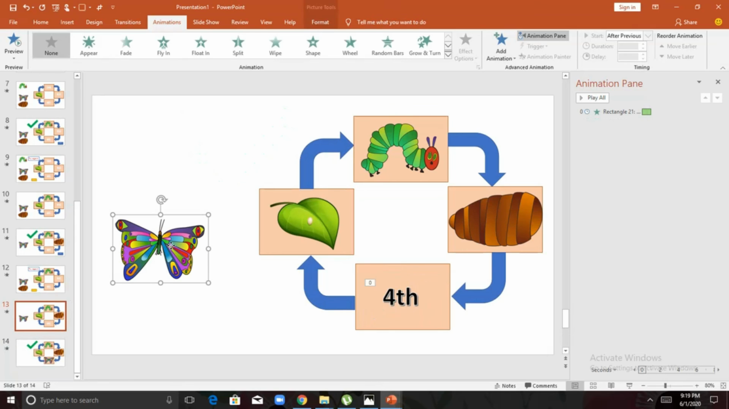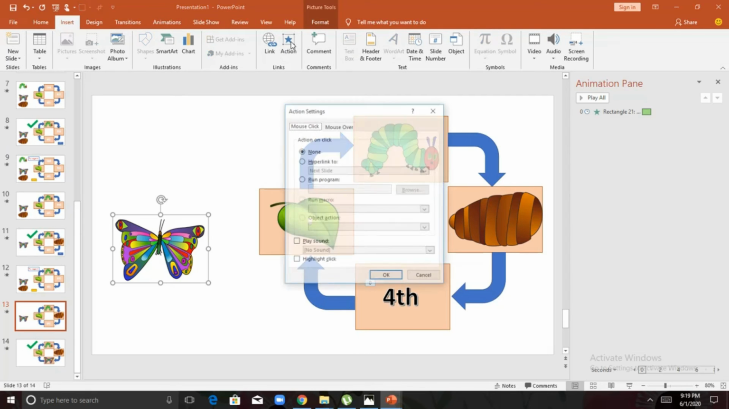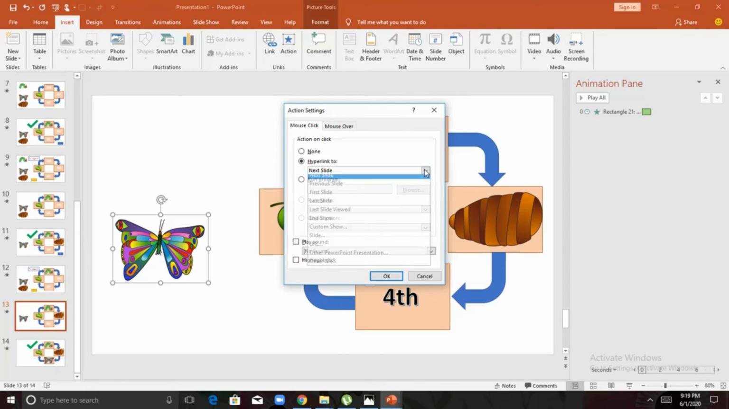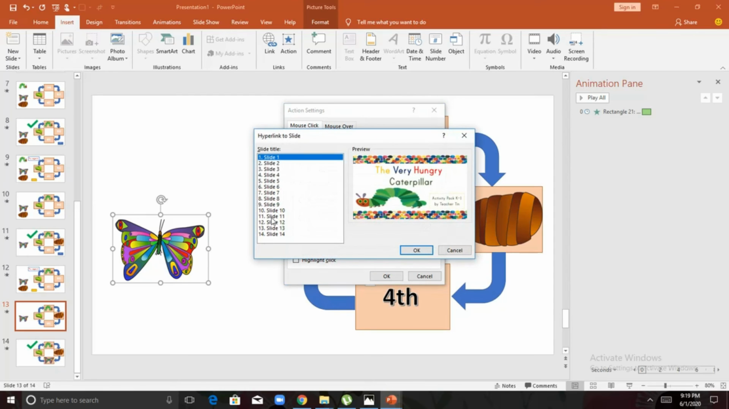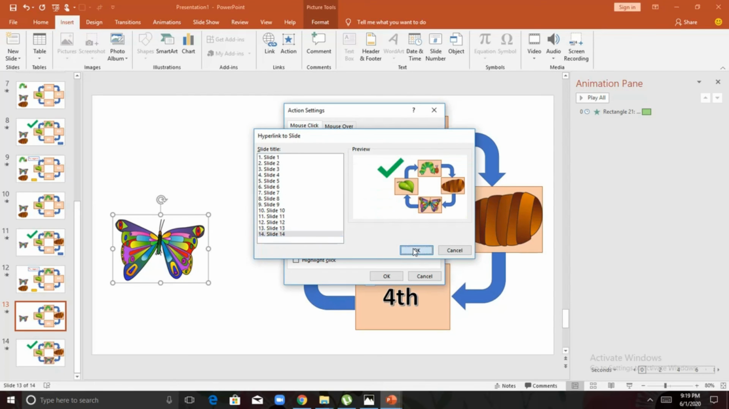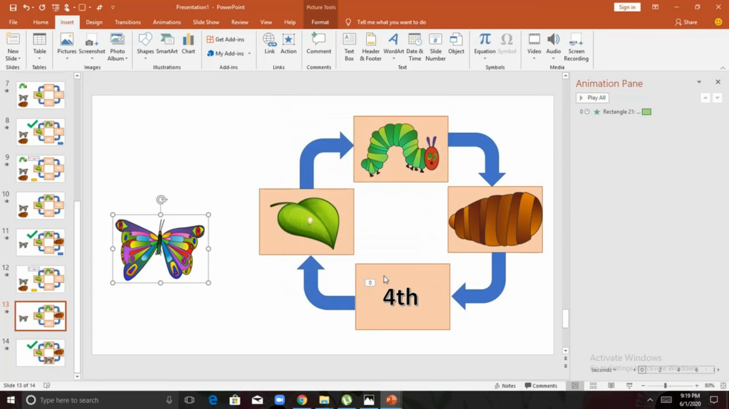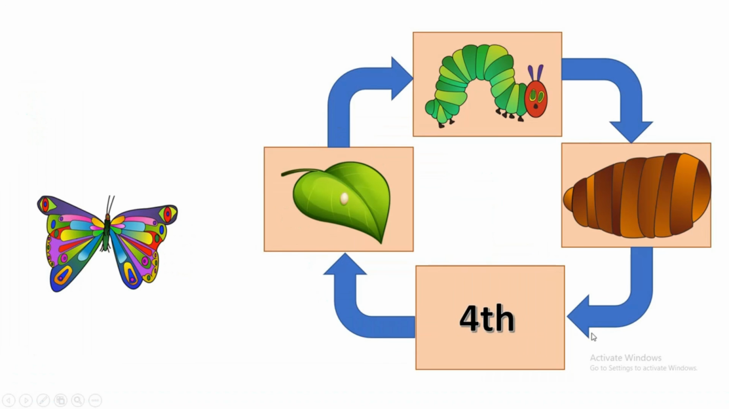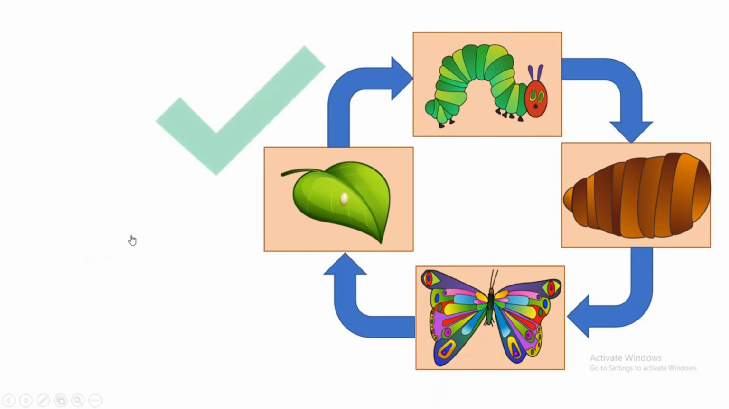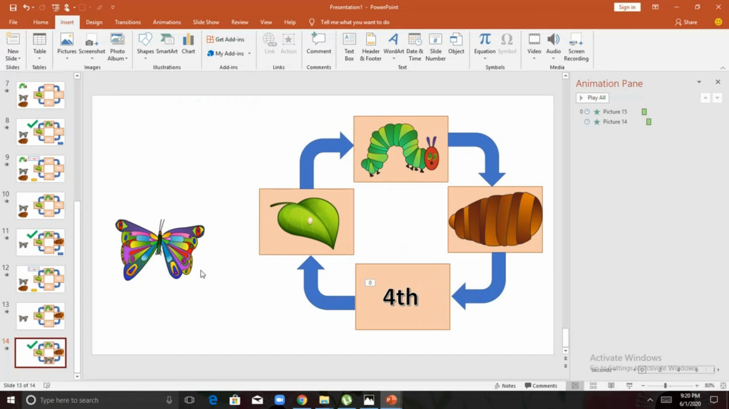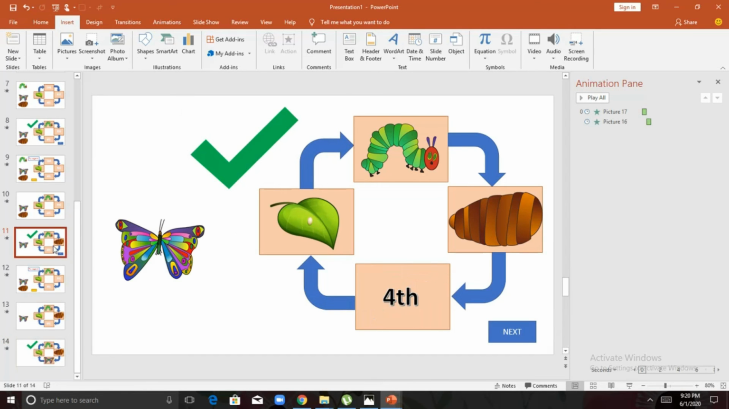So, since this is the right answer, wala naman ng try again, no? Kasi isa na lang siya. So, let's just connect it to slide 14. Slide 14. Don't be tempted to use next slide because nagkakandaloko-loko kapag ganyan. So, be specific with the number. So, click OK. Let's see if it's correct. Fourth, let's click the correct response, butterfly. Yay! Now, since this is the end of the activity, we'll still put next.